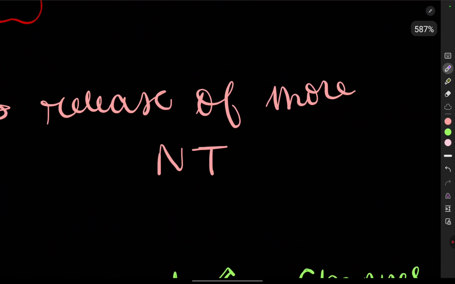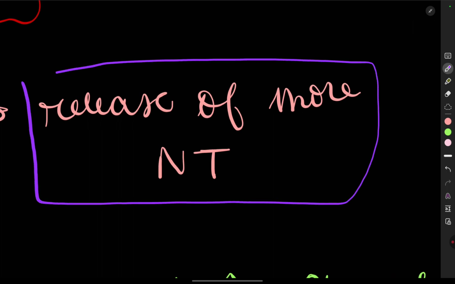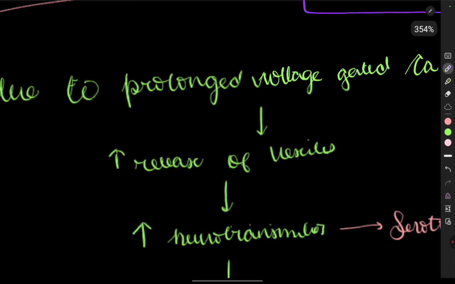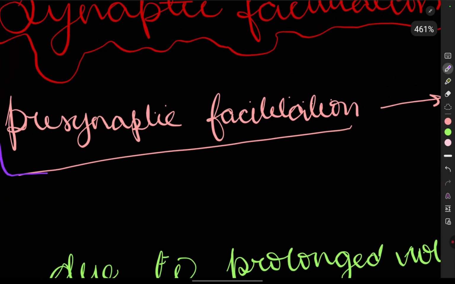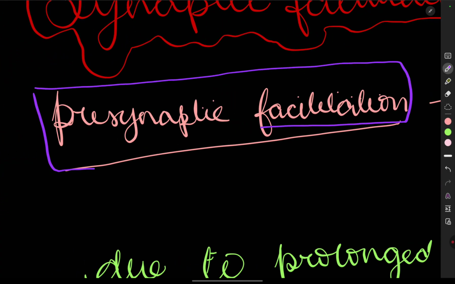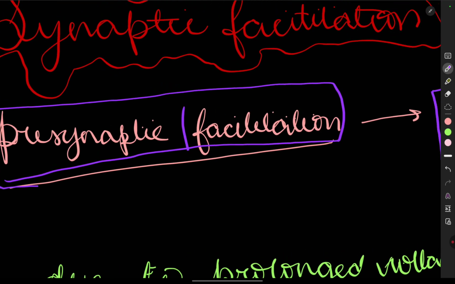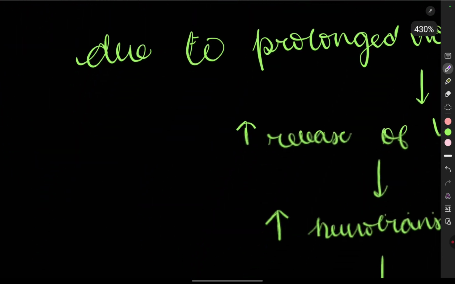It is also called presynaptic facilitation. So what does it mean? The release of more neurotransmitter, which helps in transmitting the neurotransmitter to the postsynaptic neuron and causing conformational changes, and impulses, like an action potential, are generated and the response is seen. So this is presynaptic facilitation. If more neurotransmitter is released, it is called presynaptic facilitation, nothing but synaptic facilitation.